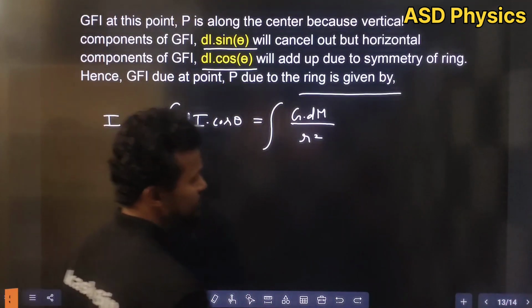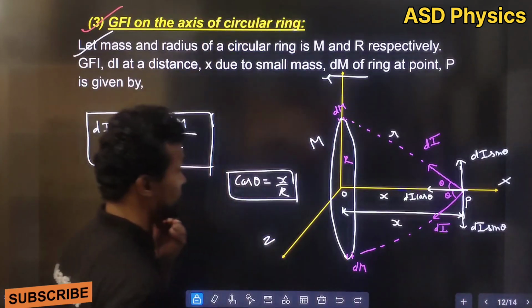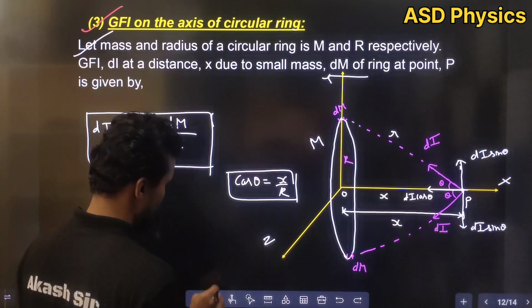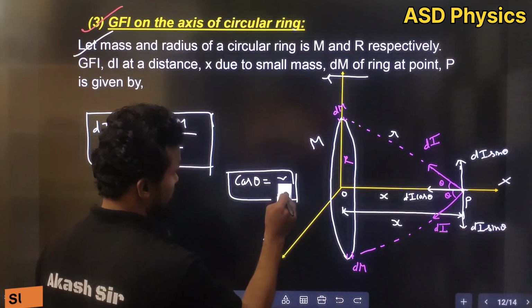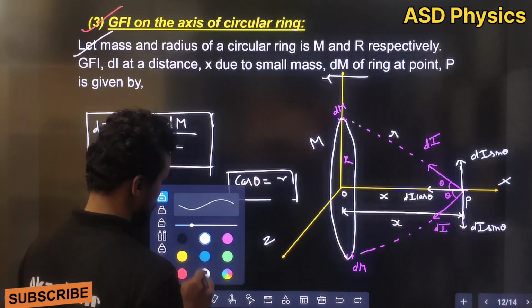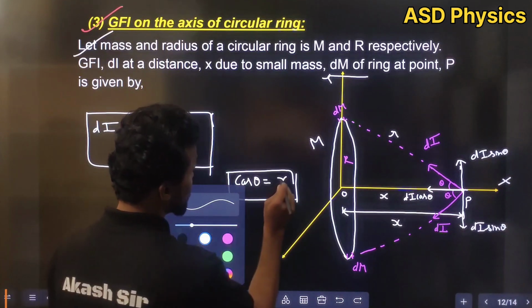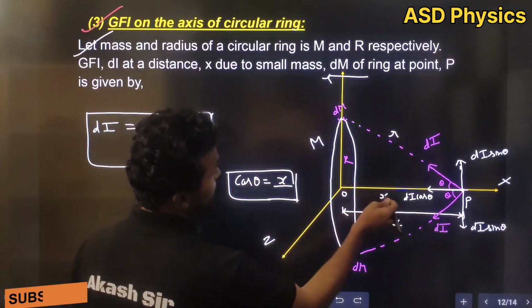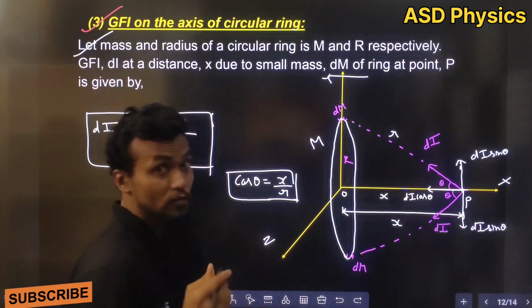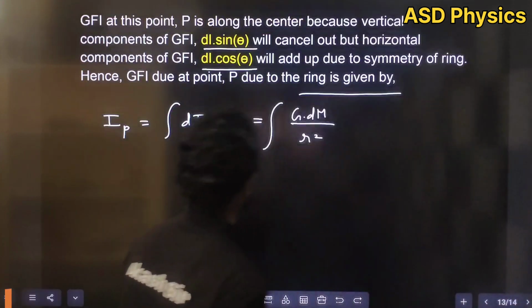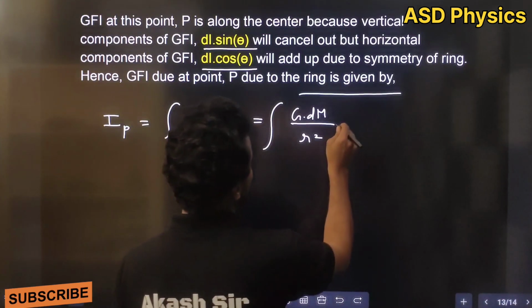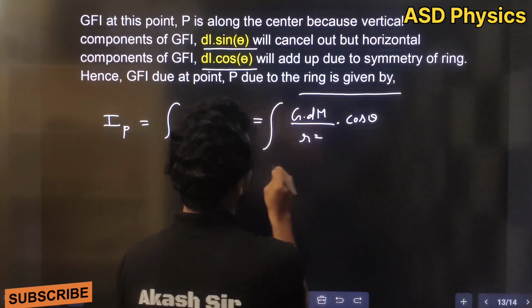Now, is cos theta correct? Again let me check. See here, a mistake happened. Base by hypotenuse, no? So cos theta is x by small r. This kind of mistake should not happen actually. So cos theta I will put here, and let me just put the values here.